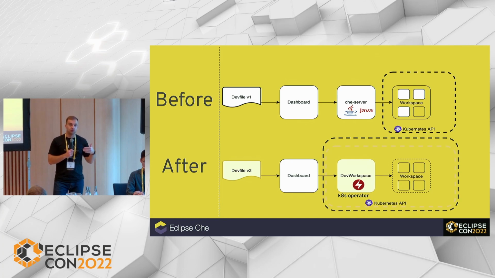Our dashboard read this devfile and passed it to Che server, which used to be the main component of Eclipse Che, basically a Java application running on Tomcat, which used under the hood the Fabric8 Kubernetes library and created the workspaces accordingly. Workspaces are basically Kubernetes objects: pods, containers, persistent volumes, etc. So now the situation is different.